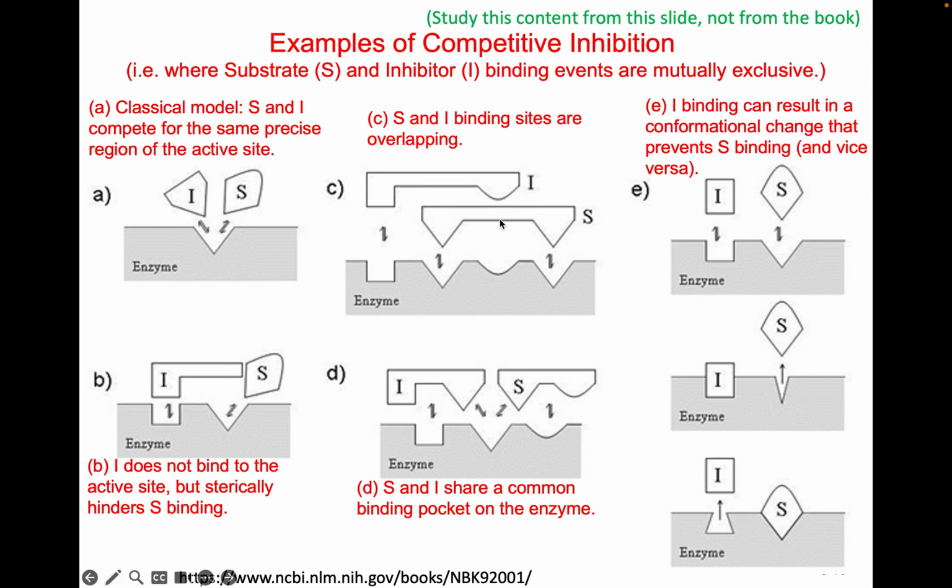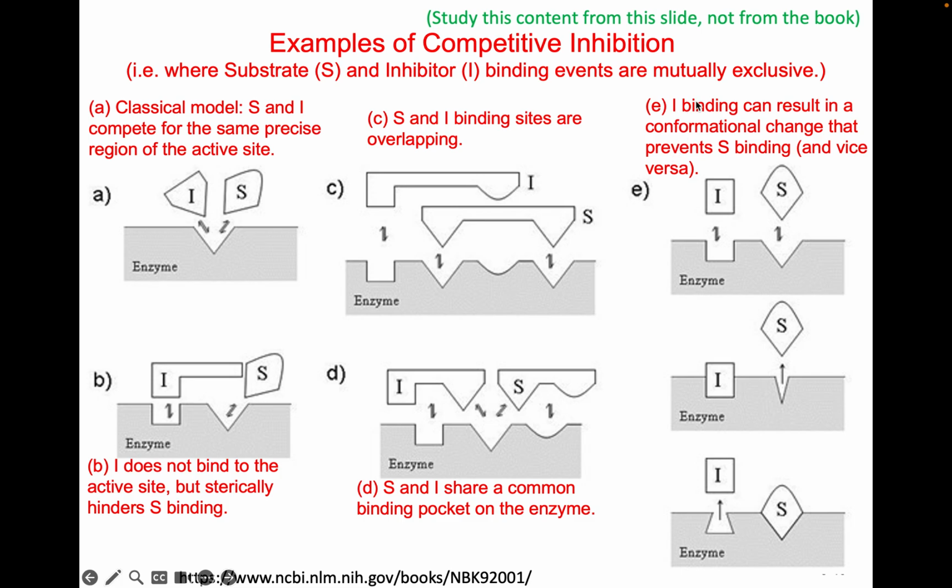That's one. C, if you see here, S and I binding sites are overlapping. So you clearly see, for example, that the inhibitor doesn't bind to the active sites, which are here and here in the triangle form. It doesn't bind to them, but it binds to another site. So basically, the inhibitor binds to one site that competes with the substrate because it doesn't let the substrate bind anymore to the other active sites. So that's one way. D, S and I have a common binding pocket. So, for example, here this is the active site. The inhibitor can bind to two pockets, and one of them is the active site and can push the S away.